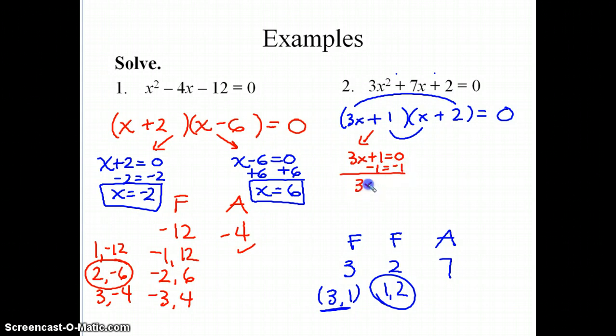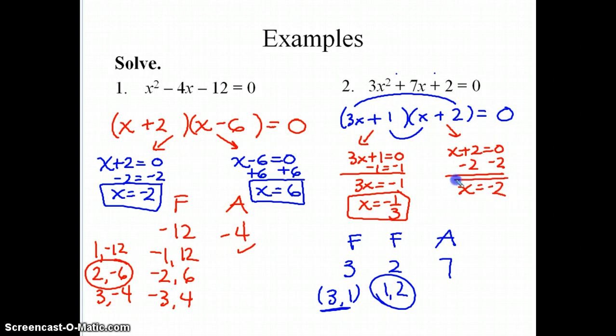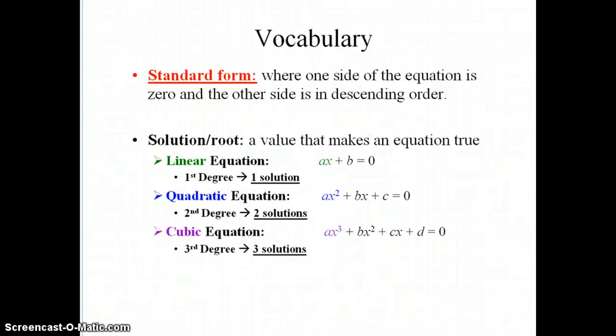So I end up with 3x is equal to negative 1. X is equal to negative 1/3 for my first solution. I'll set the other one, x plus 2 is equal to 0. I'll subtract 2 from both sides. X is equal to negative 2. So I have my two solutions there. Here is our next slide. You'll want to pause and copy this information into your notes, and then we'll continue on to the example.